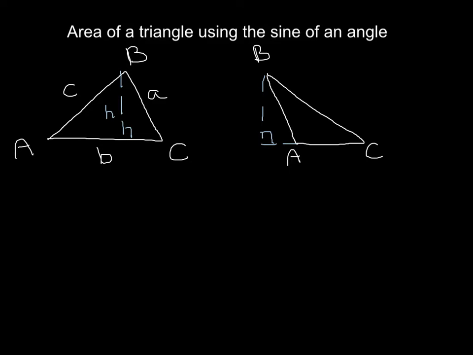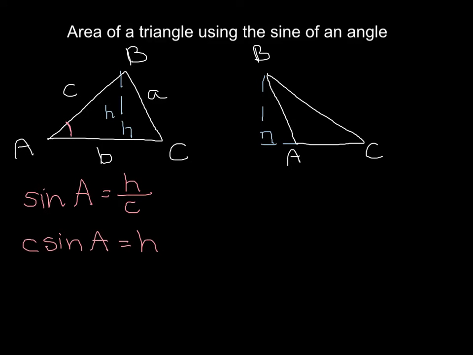With this in mind, I'm going to use the sine of angle A, going back to right triangle trig here. The sine of angle A is going to be the height of the triangle divided by the hypotenuse, which is side C in this case. And so I can come up with an expression for the height of our triangle by saying it's side C times the sine of angle A, and that's going to give us our height.